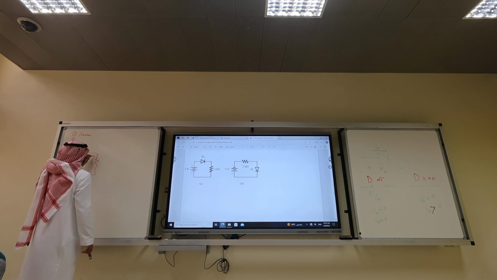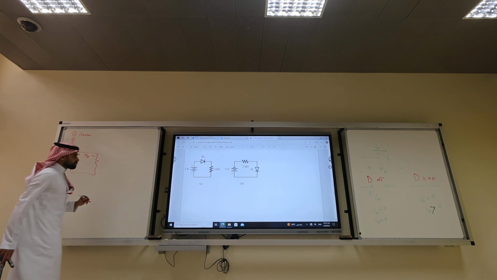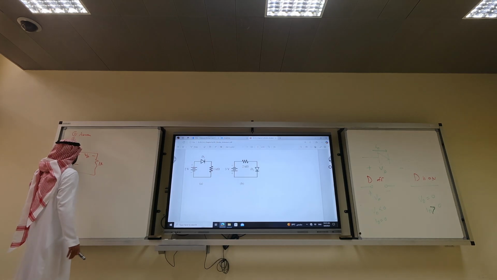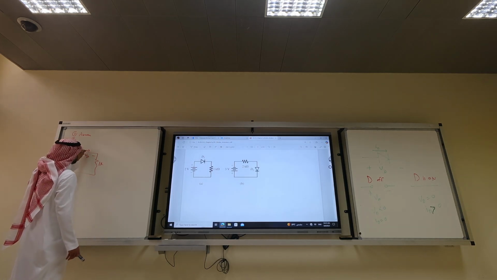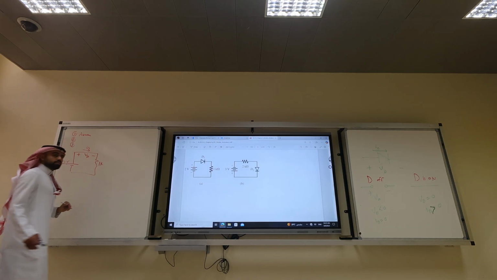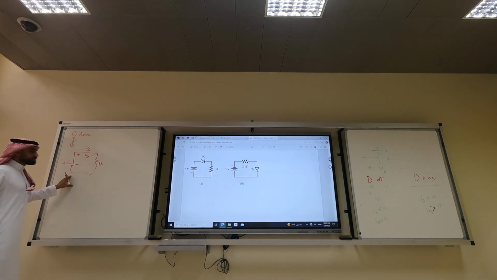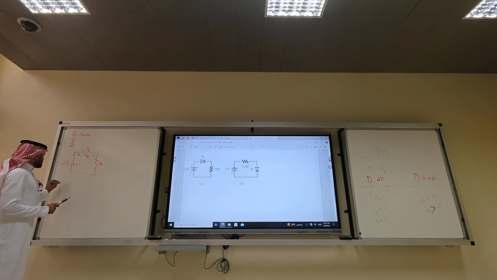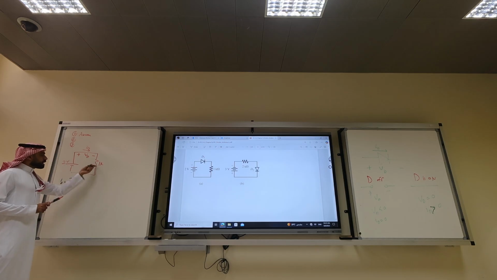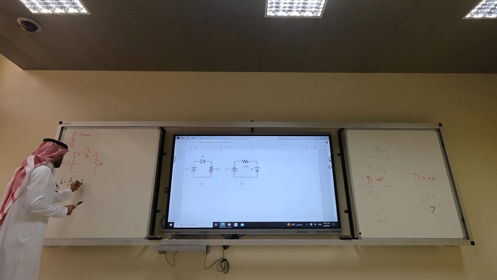So don't forget to put VD here, okay? We have 1 kilo, we have 2 volts. What is ID? What is ID in this circuit? Well, it's very simple. ID is 2 over 1 kilo. V equals IR, which is 2 milliampere.